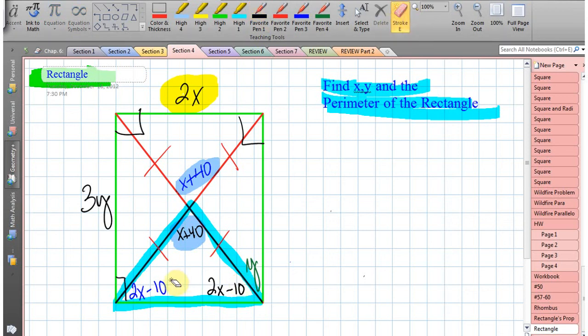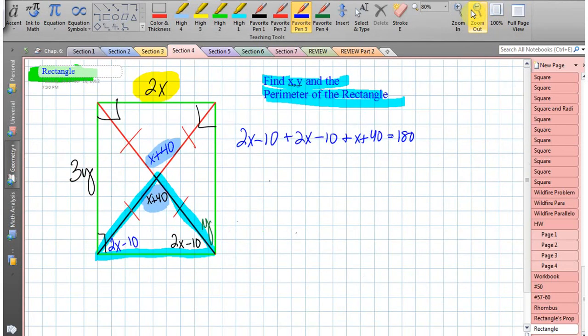And so now I think we have enough information to write an equation using x, using one more piece of geometry. What we should all see is that all three of those expressions there in that bottom little blue triangle have to add up to be 180. So let's write that. We got 2x minus 10 plus 2x minus 10 plus x plus 40 equals 180. So let's keep on solving in here.